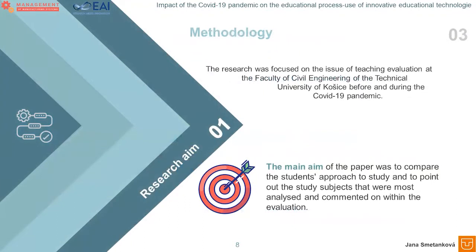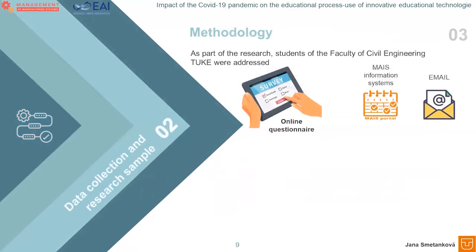The next part is focused on methodology. The research was focused on the issue of teaching evaluation at the Faculty of Civil Engineering of the Technical University of Košice before and during the COVID-19 pandemic. The main aim of the paper was to compare the student approach to study and evaluate individual study subjects. The research sample was contacted by email and via the information system. The return rate of the questionnaire in the second year was relatively low.